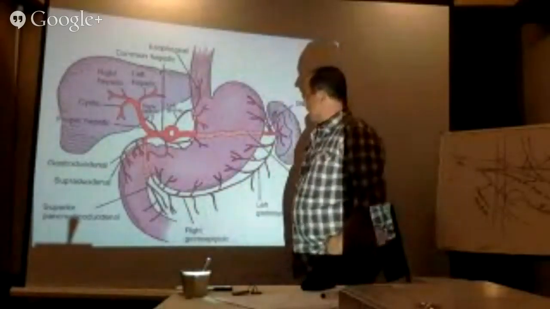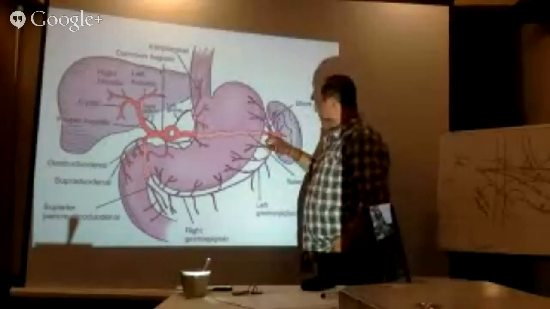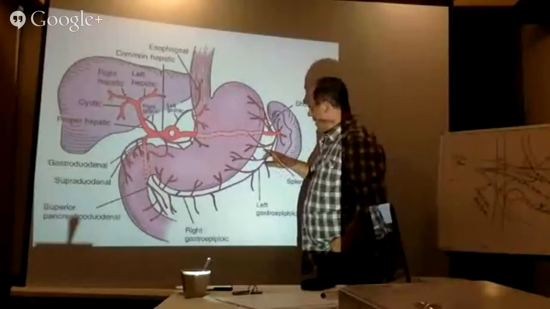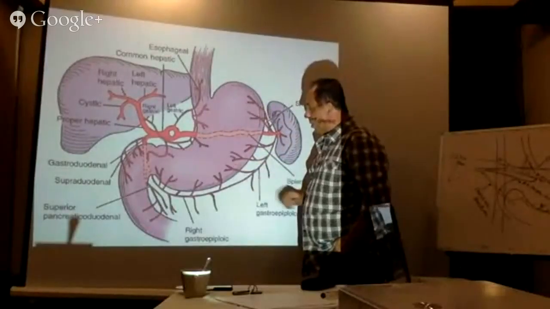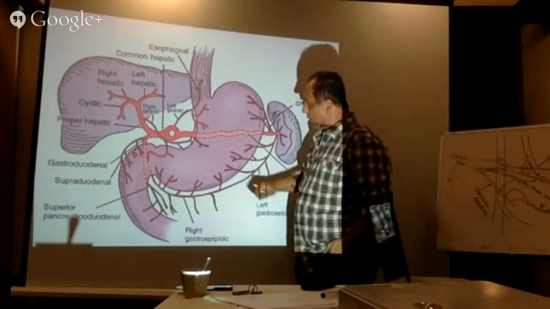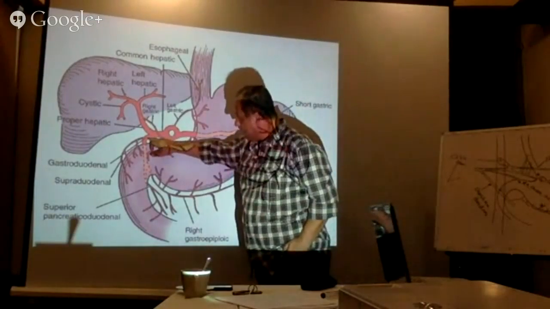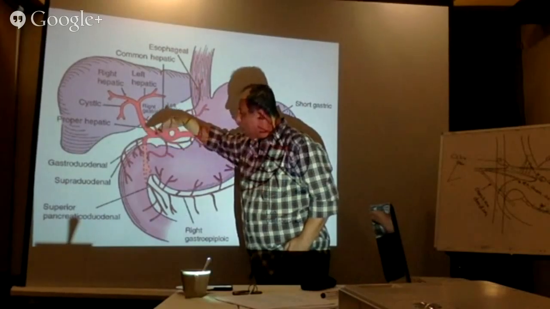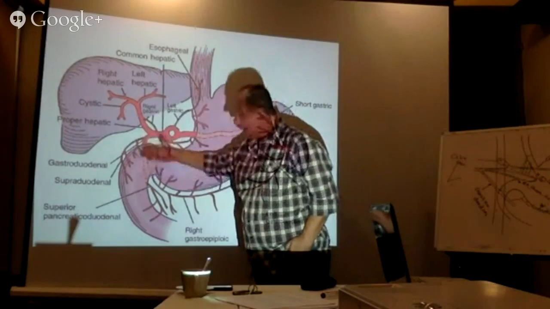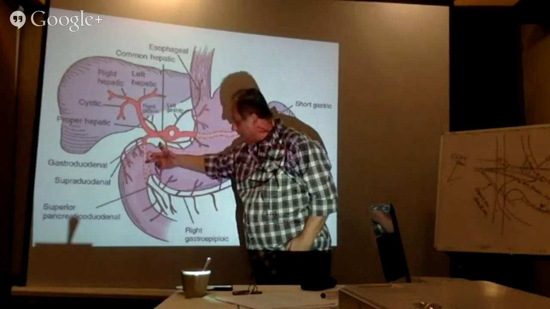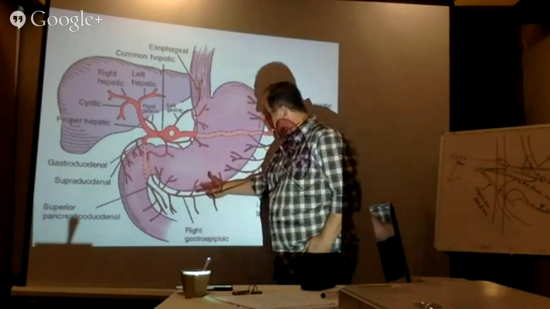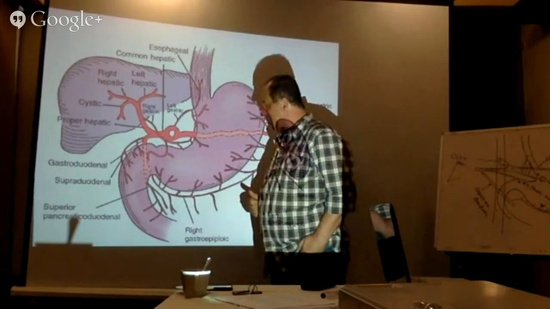So here, if you look at the splenic, we are going to have the short gastric artery, and here we are going to have the gastroepiploic artery. Now, if you look at the gastroduodenal, which is a branch of the hepatic artery, the gastroduodenal is going to go posterior to the first part of the duodenum, and it's going to give a branch which is the right gastroepiploic artery.